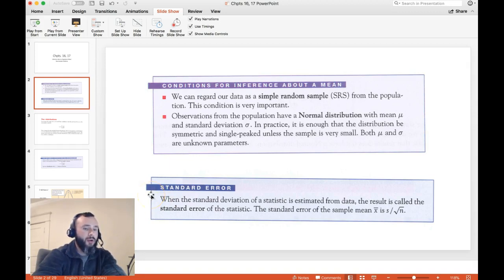A definition I want to introduce you to is standard error. The standard error is the sample standard deviation divided by the square root of n. So it's s divided by square root of n. Okay, that's the standard error of the sample mean x bar.